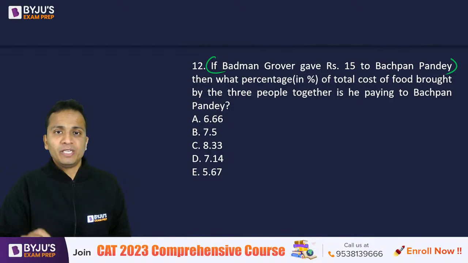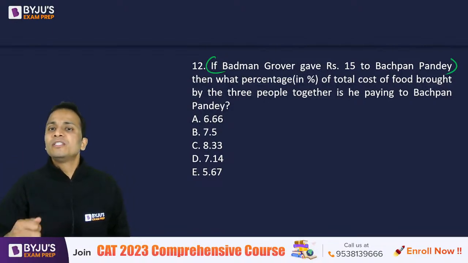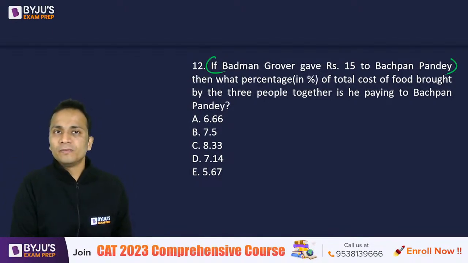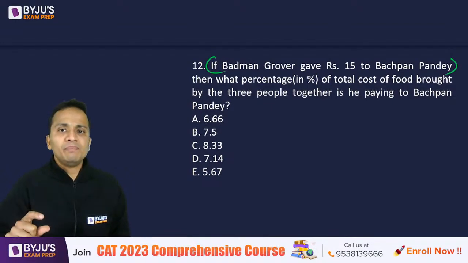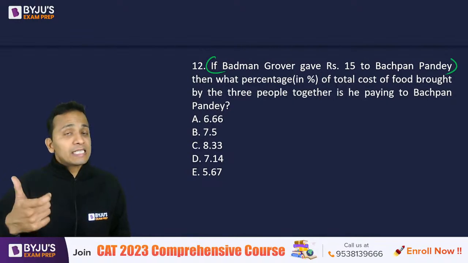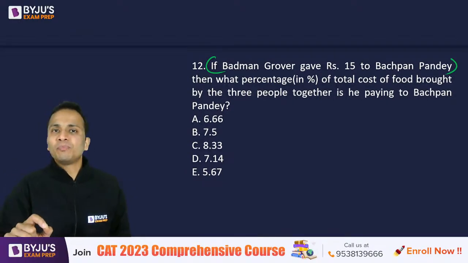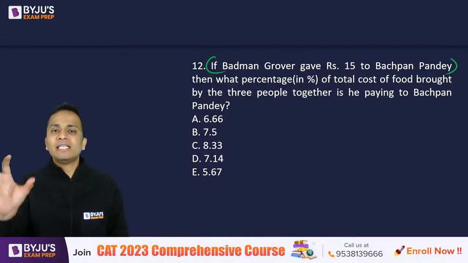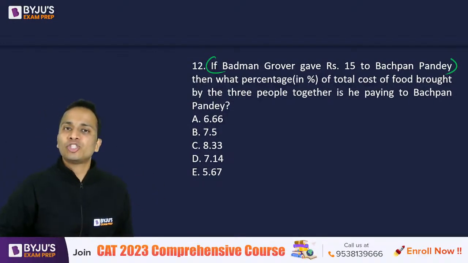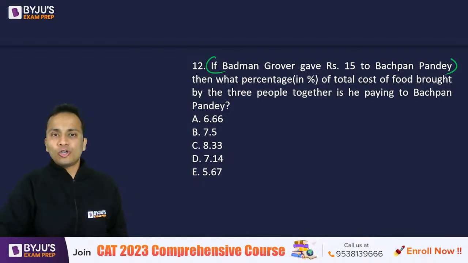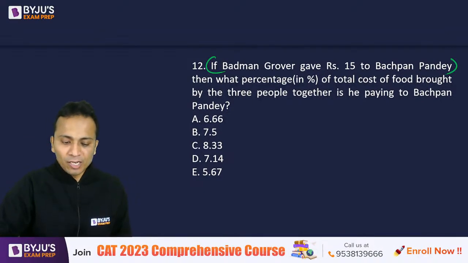Carefully read this statement. What percentage of the total cost of food bought by the three people, so total cost of the food bought by three people, इसका कितना percentage है? What he is paying to Bachchan Pandey. Bachchan Pandey को कितना pay कर रहा है? That number is what percentage of the total cost of food. Very simple question.